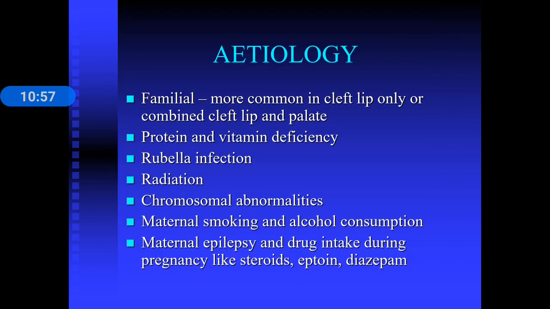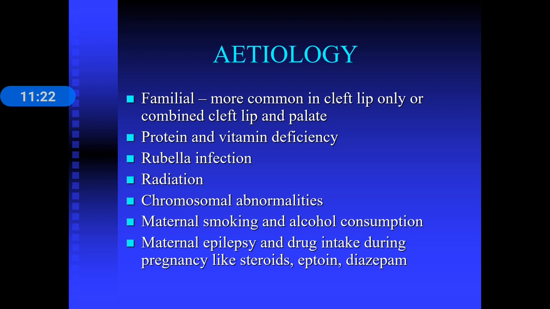So now let's go into the etiology. Even though we know that familial history, a positive family history, is a definite risk factor for the development of cleft in the next child, it is more common in the case of cleft lip only and or combined cleft lip and palate. But I must say at this point that nearly 70% of the cases are usually sporadic.